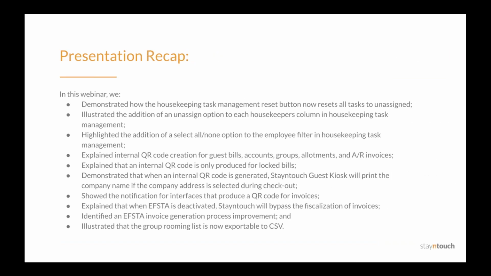So in this webinar, we demonstrated how the Housekeeping Task Management Reset button now resets all tasks to unassigned, illustrated the addition of an unassigned option to each housekeeper's column in the Housekeeping Task Management, highlighted the addition of a Select All None option to the employee filter in Housekeeping Task Management, explained internal QR code creation for guest bills, accounts, groups, allotments, and AR invoices, explained that an internal QR code is only produced for locked bills, demonstrated that when an internal QR code is generated, Stayntouch Guest Kiosk will print the company name if the company address is selected during checkout, showed the notification for interfaces that produce a QR code for invoices, explained that when EFSTA is deactivated, Stayntouch will bypass the fiscalization of invoices, identified an EFSTA invoice generation process improvement, and illustrated that the group rooming list is now exportable to CSV.